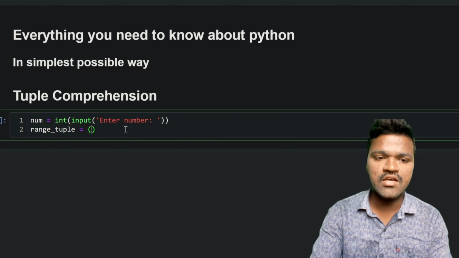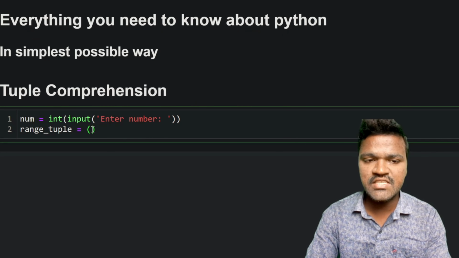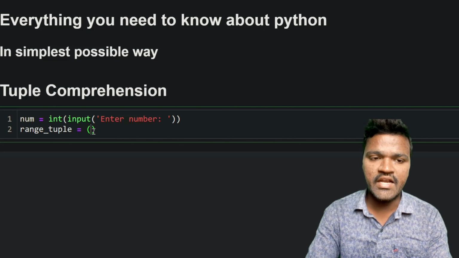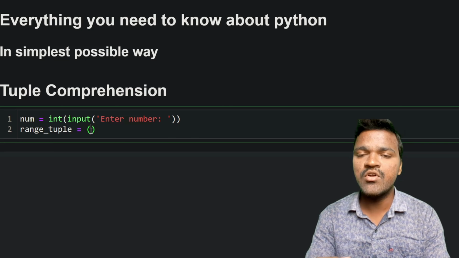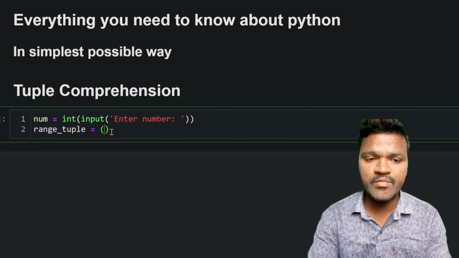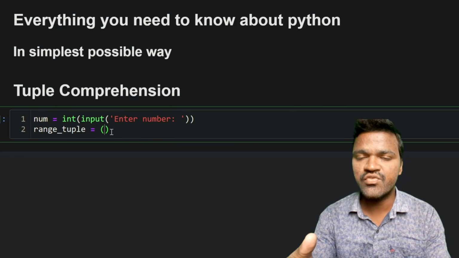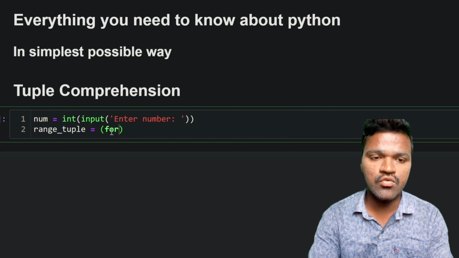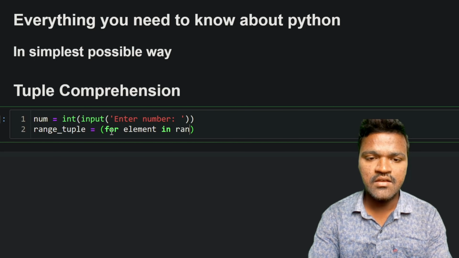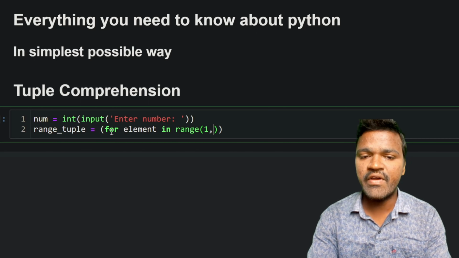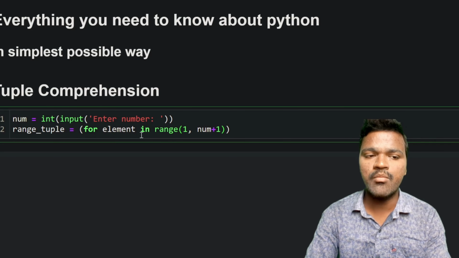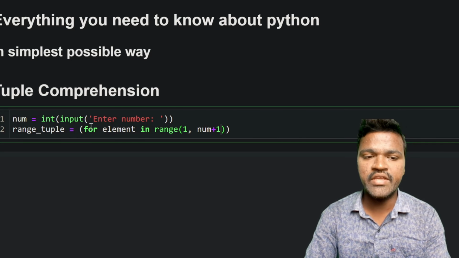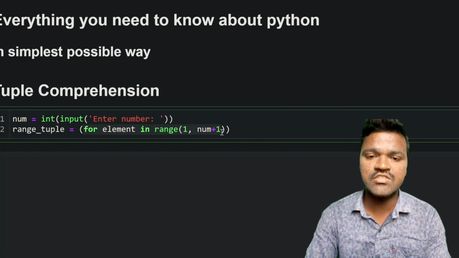Here we know that by using these parentheses, we represent the tuple elements, right? I will be performing some operations inside of these parentheses so that we are able to generate a tuple. For that, we need to iterate through elements, right? To do that, we will be using the range function and a for loop. So: for element in range, we need to generate the range of values from 1 till this number plus 1. By mentioning number plus 1, we can stop at this particular number, right? So that is what I'm doing. I'm just using a for loop inside of these parentheses.